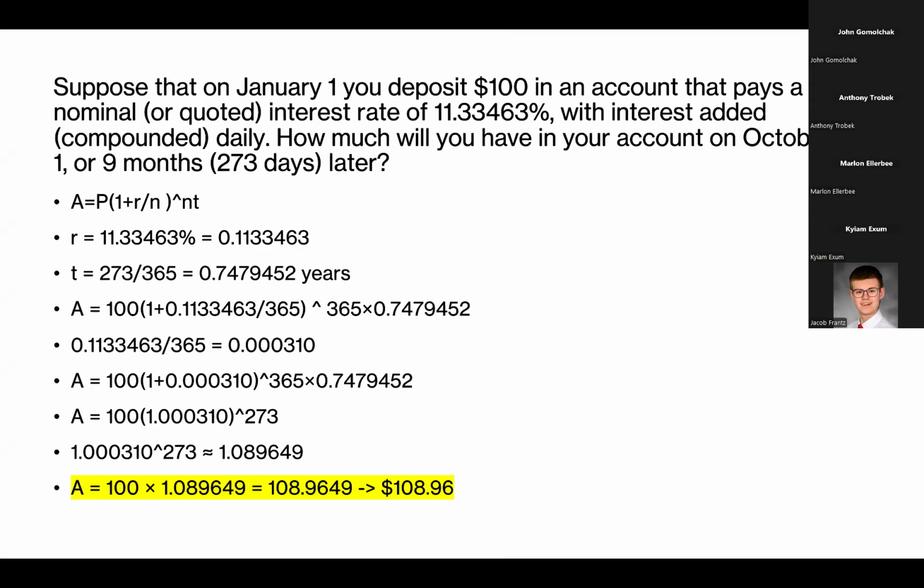I'll use the compound interest formula where A is the amount in the account after interest, and the P is the principal, which is $100, and then R is the annual nominal interest rate of 11% or 0.11 as a decimal. And then N is the number of times the interest is compounded per year, so that's 365. And then T is the time in years, so you just convert that to days by dividing 273 by 365. And then you get A equals 100 times, you do the math, and then you get $108.96.